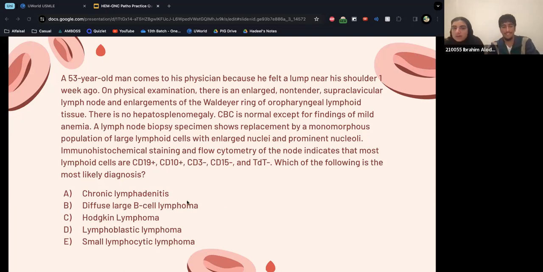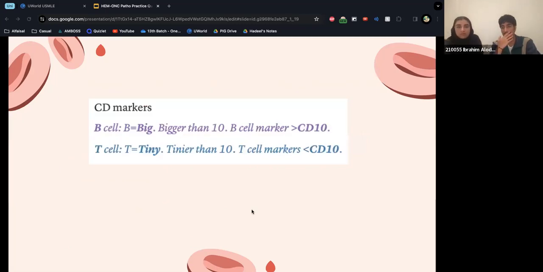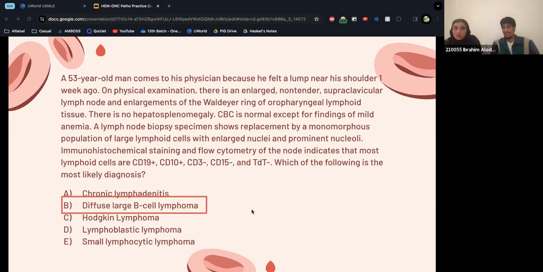All right, so you guys are correct. It is diffuse large B-cell lymphoma. You can think of that in the age, and in the involvement of the lymph nodes, and also CD19, CD10 positive. These are B-cell markers. Never mind, I was confusing that with T cells. But anyway, CD19, CD10 will tell you B cell for sure. And you guys know diffuse large B-cell lymphoma is usually the most likely answer because it is the most commonly tested one out of the lymphomas.